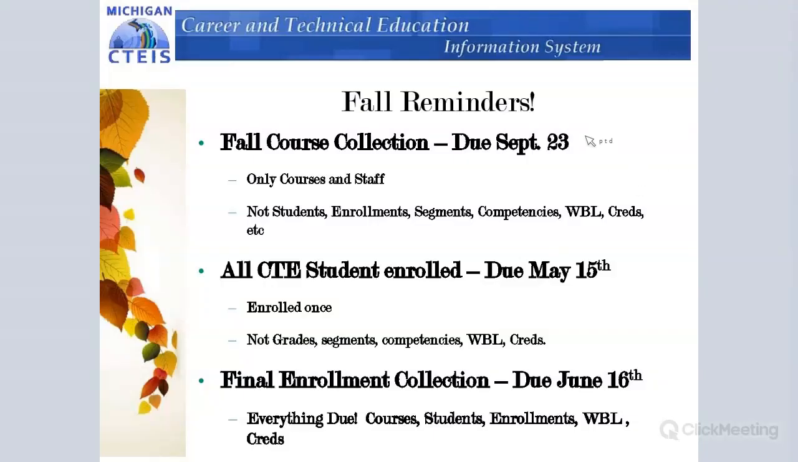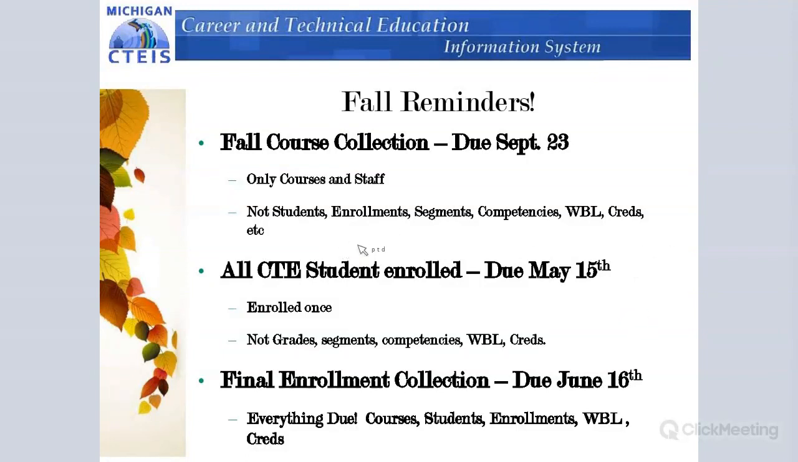But looking ahead, we have the full year ahead of us. The first thing you're looking at is the fall course collection that is due September 23rd. In this case, you're looking at courses and staff, and the actual requirement is you have to have a staff member in at least every course per program, so that we can know all the staff and all the programs that are being run this year. You don't have to have students, enrollment, segments, competencies, or work-based learning credits. Any of that stuff isn't necessary. So hopefully that minimizes the burden there.